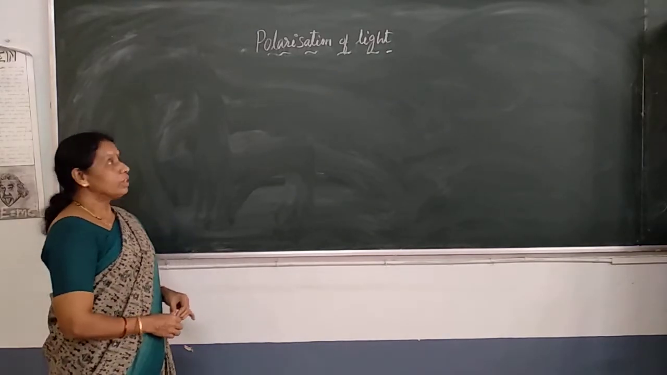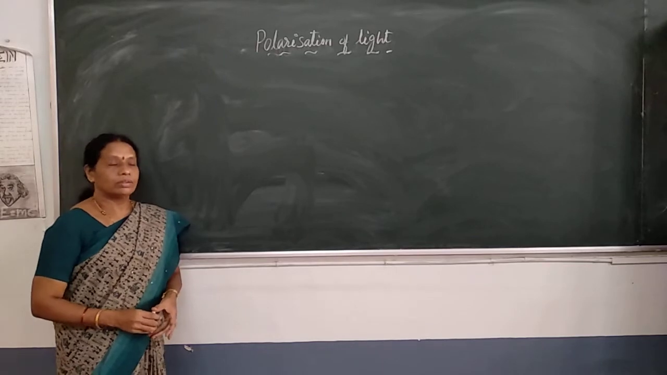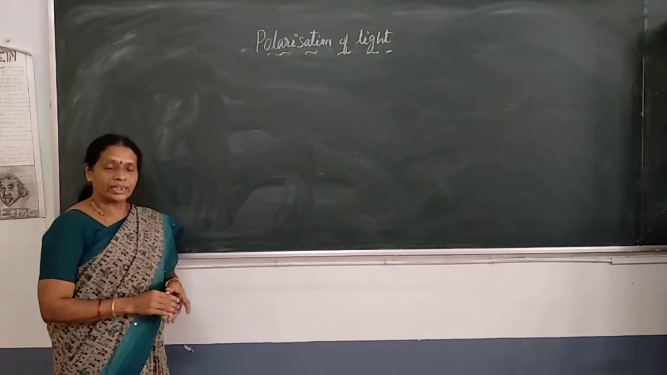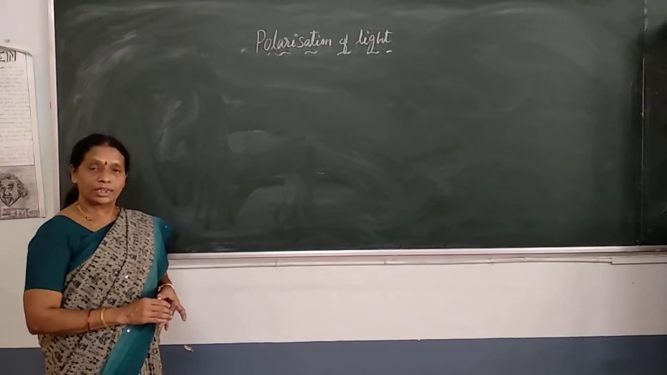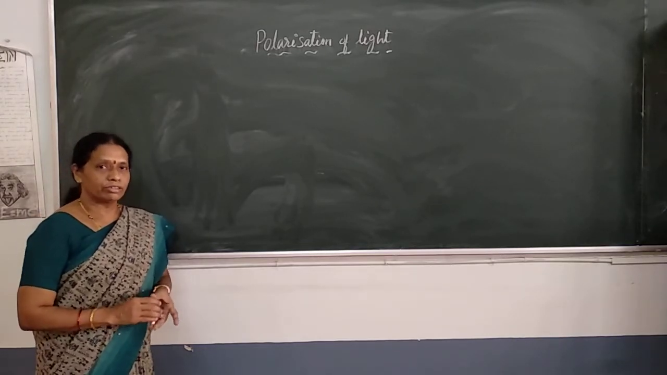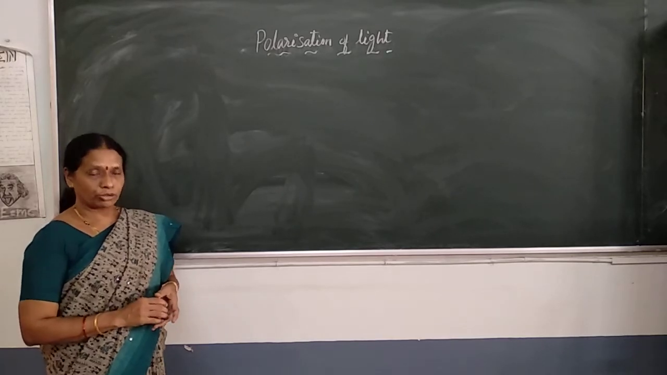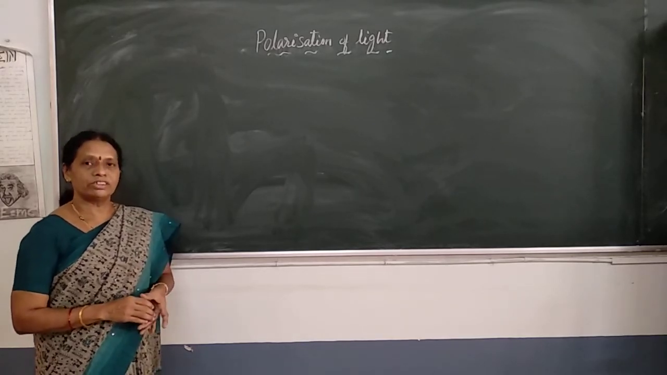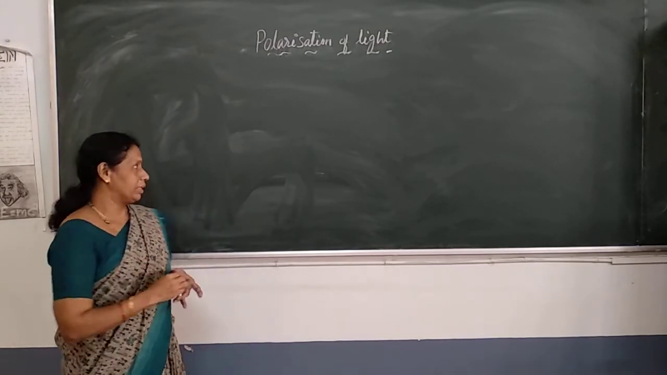Dear students, today's topic is polarization of light. We know that light is an electromagnetic wave. According to Maxwell's electromagnetic theory of light, light consists of electric vectors and magnetic vectors vibrating at right angles to each other so that the disturbance produced travels in a direction perpendicular to both electric vector and magnetic vector.